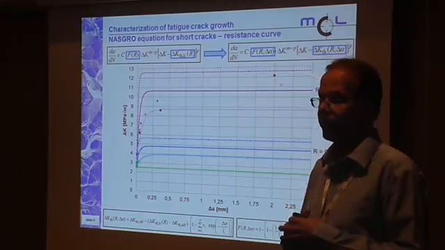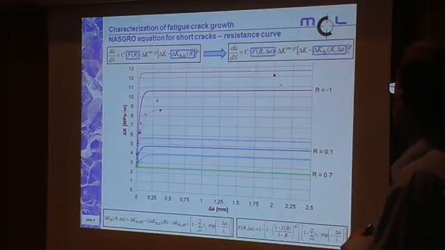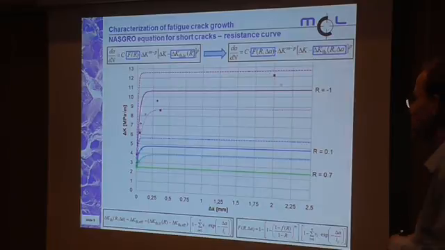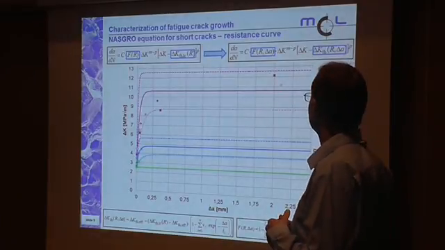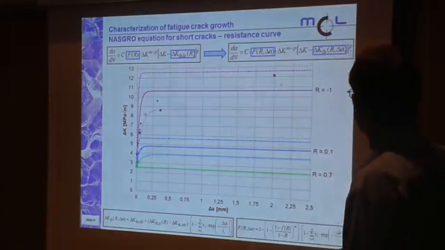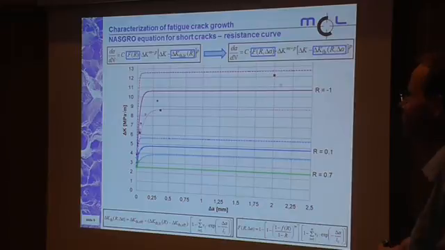Now, regarding short cracks, because of course at the beginning the crack is short, we have to describe this behavior with the R curve, and my colleague has augmented the NASGRO equation to deal with the behavior of those short fatigue cracks. First, by modifying the threshold according to the R curve, and second by the factor F, which is also dependent now on the length of the fatigue crack.